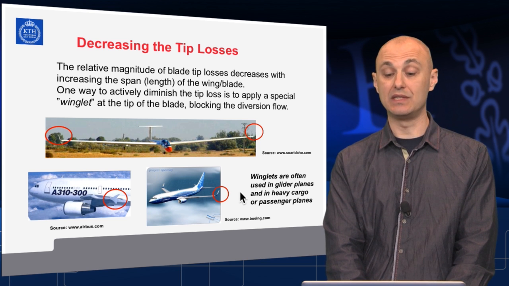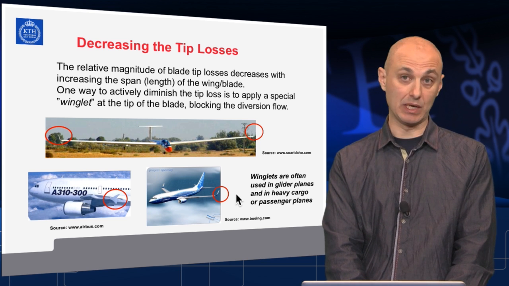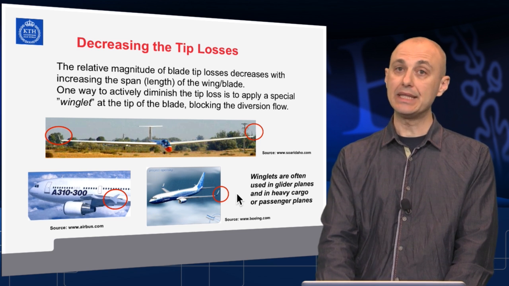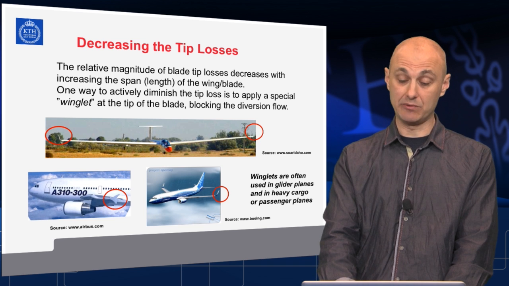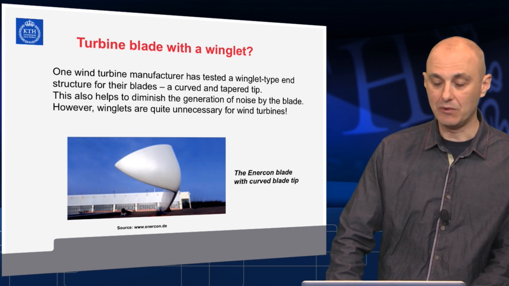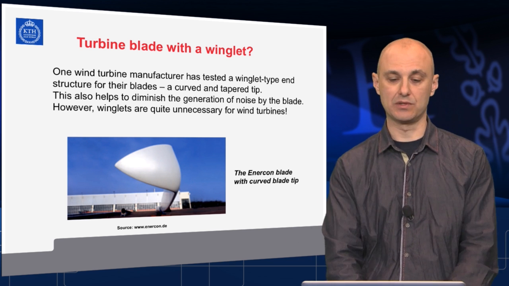And the new designs definitely choose to have winglets directly from the drawing board. Can a wind turbine blade have a winglet? Of course it can. It's just a matter of decision. How exactly it is engineered, that's a different story.